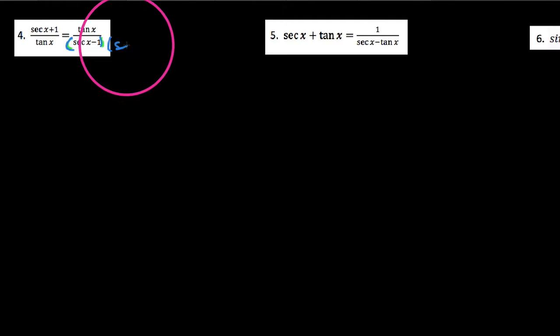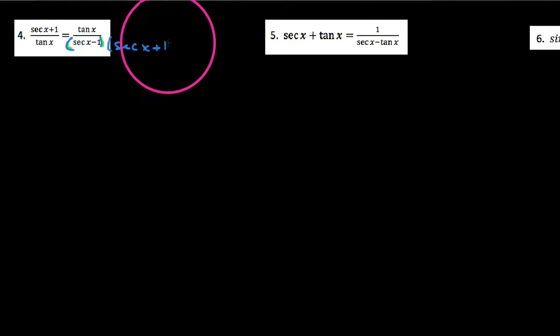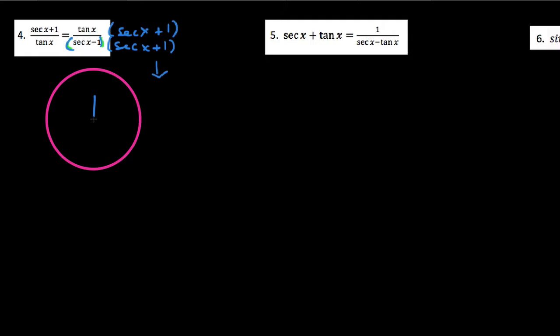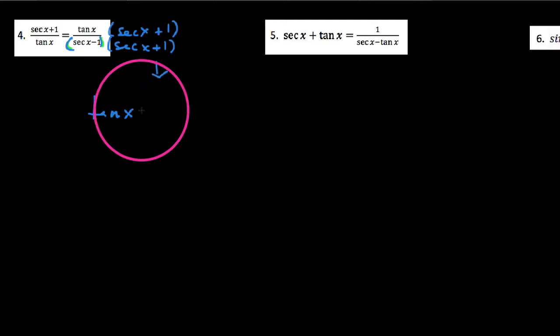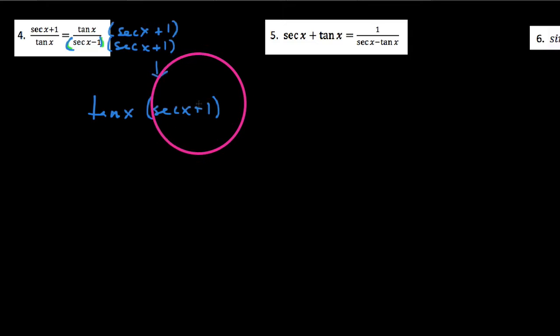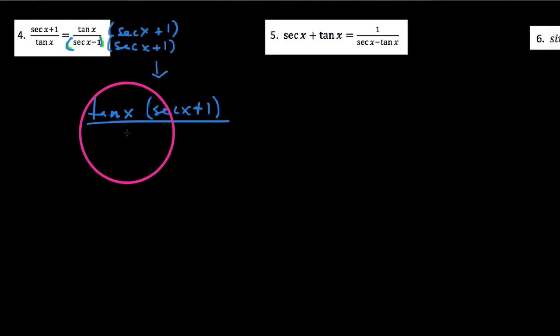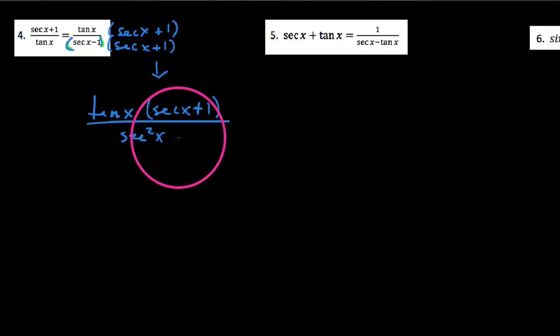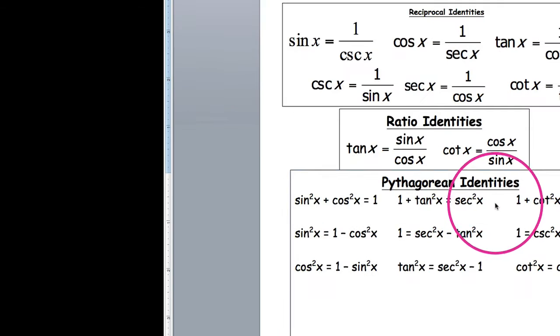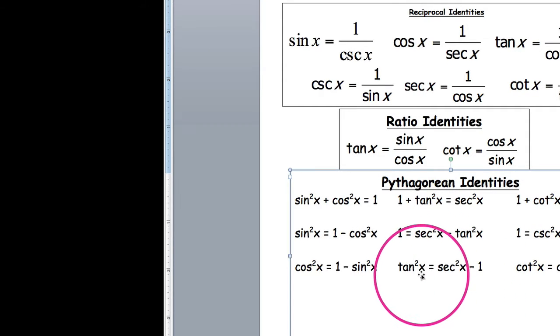And so the conjugate here would be secant x plus 1, and I would have to do that on top and bottom. Secant x plus 1 on top and bottom. So what follows then is I get tangent x times, in parentheses, secant x plus 1 on top. But on bottom, what I get is a difference of squares, and not just any difference of squares. I get secant squared x minus 1. Now, looking at my identities, secant squared x minus 1 comes out to be the same thing as tangent squared x.